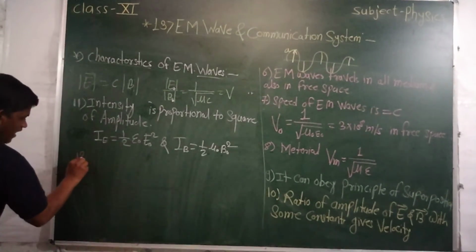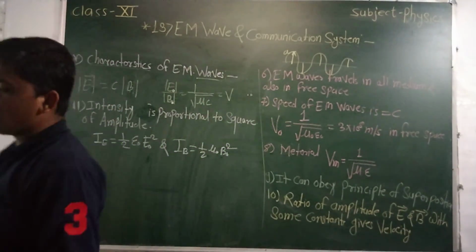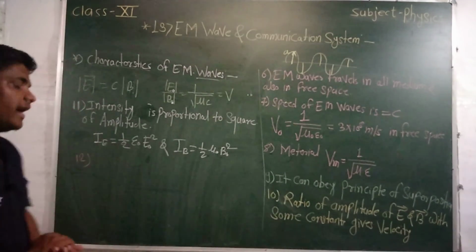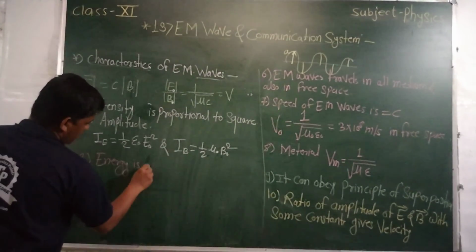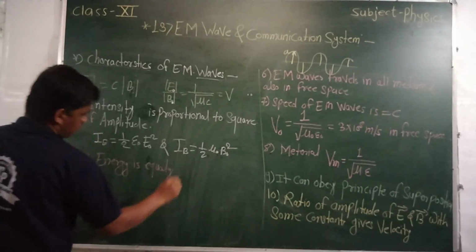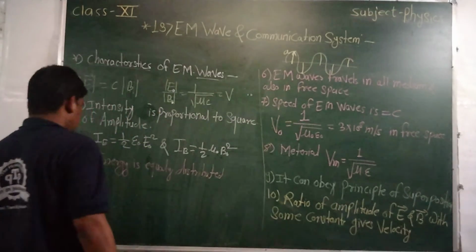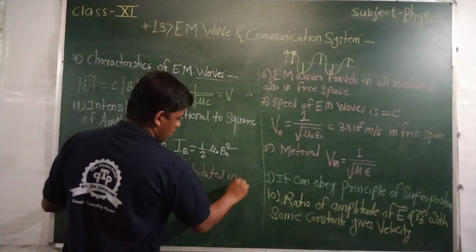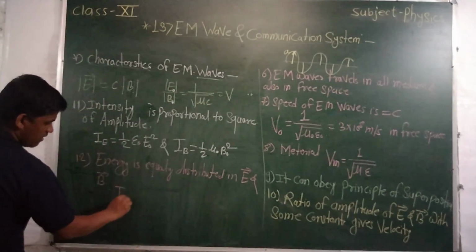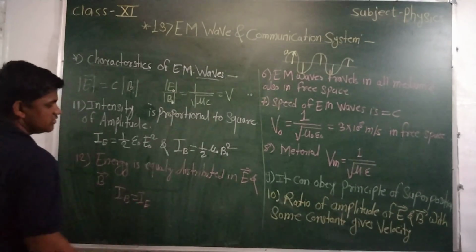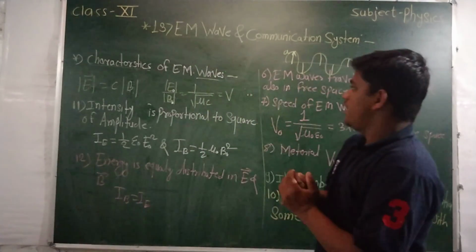Next, number 13 and last: the energy is equally distributed in the electric as well as the magnetic field. Energy is equally distributed in the electric field and magnetic field. That is, IB is equal to IE. This is all about the characteristics of electromagnetic waves.